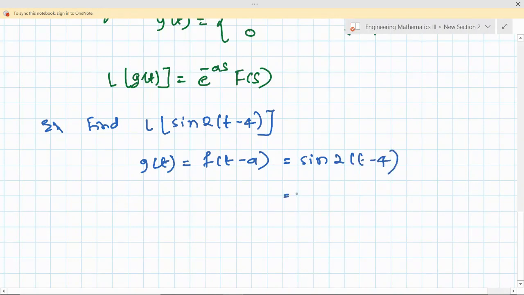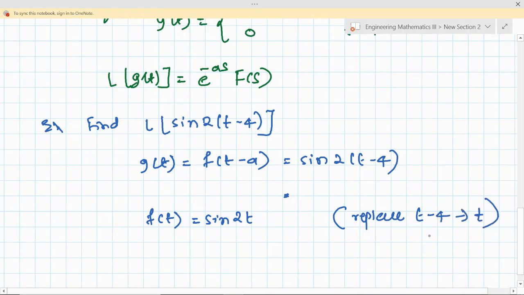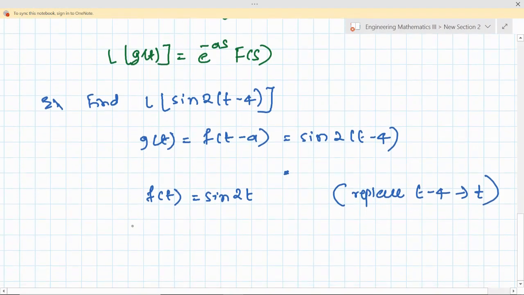Now just replace t minus 4 by t, and I'll get f(t). So f(t) is nothing but sine of 2t. How do I have this? Replace t minus 4 by t to get f(t). This is my f(t). Now find the Laplace of this. Laplace of sine of 2t is nothing but 2 divided by s square plus 4.